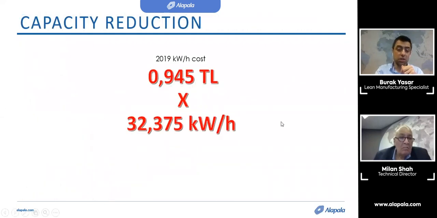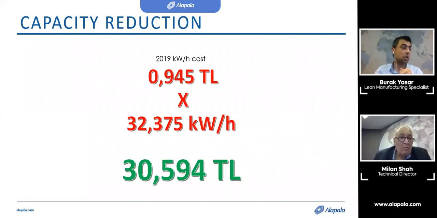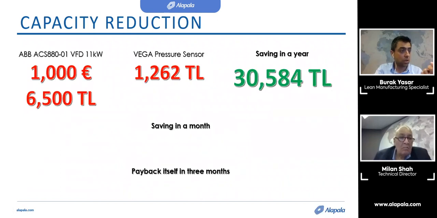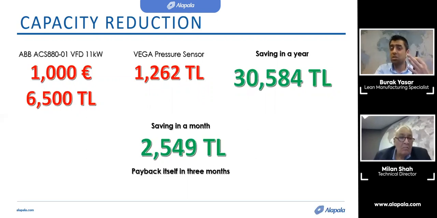The saving in a year is 30,594 Turkish lira. And as I said before, you can do your own calculation based on your country's utility prices. So now the saving in a year is 30,000, and saving in a month is 2,549 Turkish lira. So that's why it can pay back itself in 3 months. All right, 3 months, and we still have 13 years plus 9 months to earn that amount of money. And if you remember, the 2,549, and the cost is just nothing when we compare both of them.